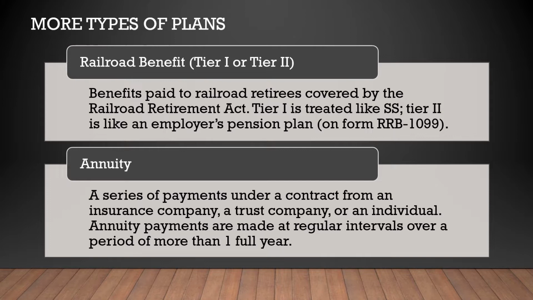Then there's also annuities, which can be reported on a form 1099-R, and these are just a series of payments under a contract from an insurance company or a trust company, or it could be an individual. And annuity payments are made at regular intervals over a period of time more than a full year. If you're an accounting student, you're probably getting familiar with what an annuity is. And if you're not an accounting student, then it's just a series of payments that are paid, and usually people purchase these from some form of an insurance company.